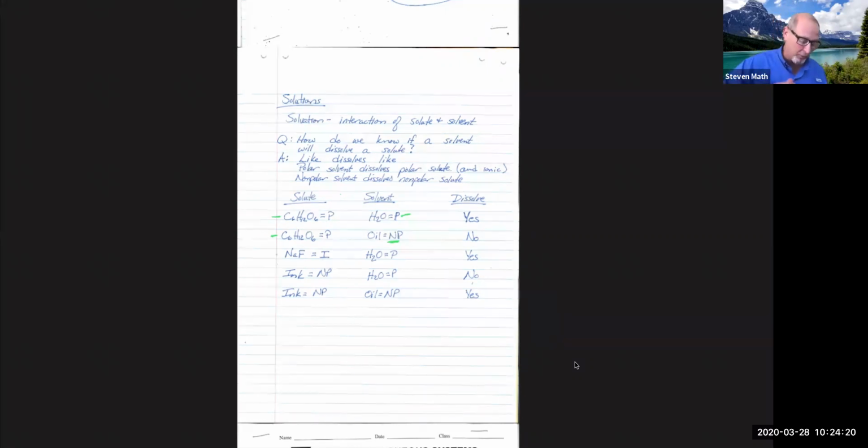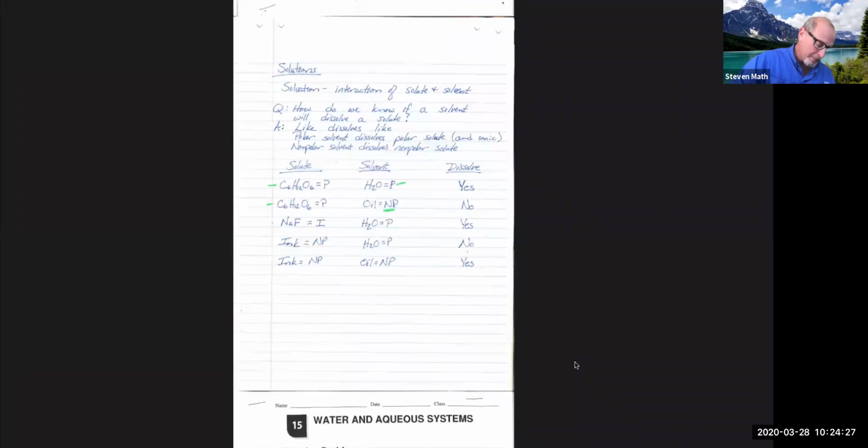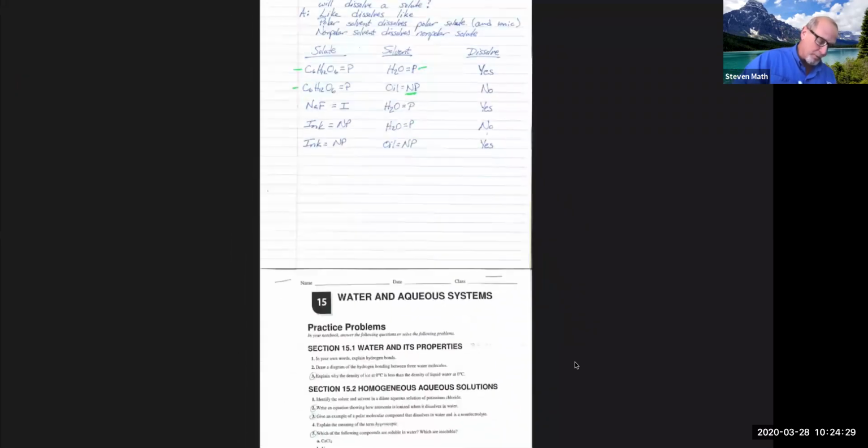That's what happens. Now, what will dissolve that ink? Well, oil will dissolve that ink. And so if we put a nonpolar and a nonpolar, that's where we get it. So remember, when we're talking about solutions, we're looking for like dissolves like.